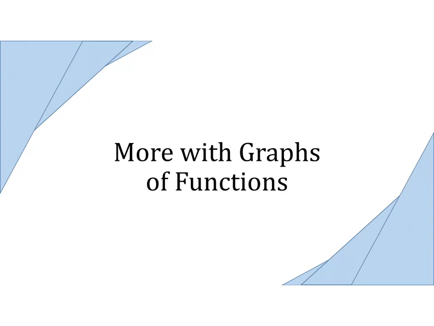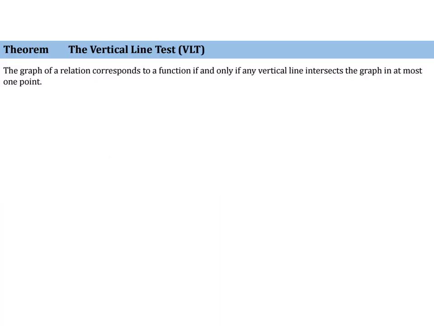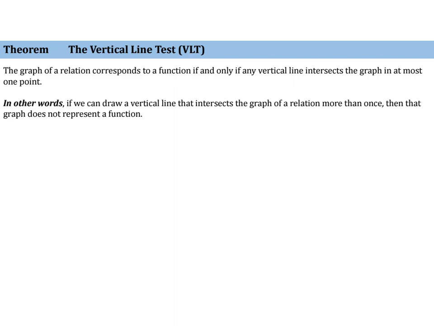So let's continue our discussion of the graphs of functions. So what can we talk about whenever we're talking about the graph of a function? First off, we can talk about whether or not a graph indeed represents the graph of a function. A relation represents a function if whenever we draw a vertical line, it can intersect that graph at most one point. So in other words, if we were able to draw a vertical line that intersects our graph at more than one point, then it does not represent a function.